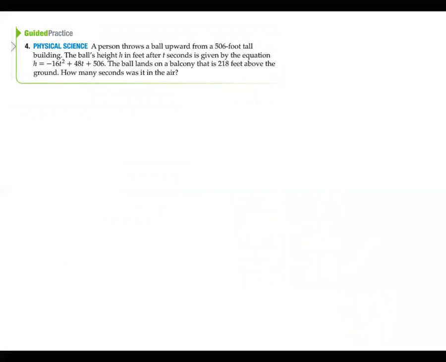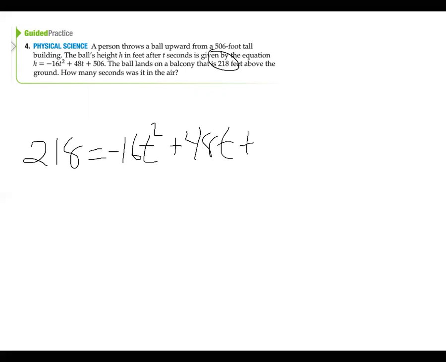Okay, a person throws a ball upward from a 506-foot tall building. The ball's height, h, in feet after t seconds is given by the equation h equals -16t squared plus 48t plus 506. The ball lands on a balcony that is 218 feet above the ground. How many seconds was it in the air? So they gave you the equation, and they asked you basically, when is it equal to 218 feet? So you do 218 equals -16t squared plus 48t plus 506.